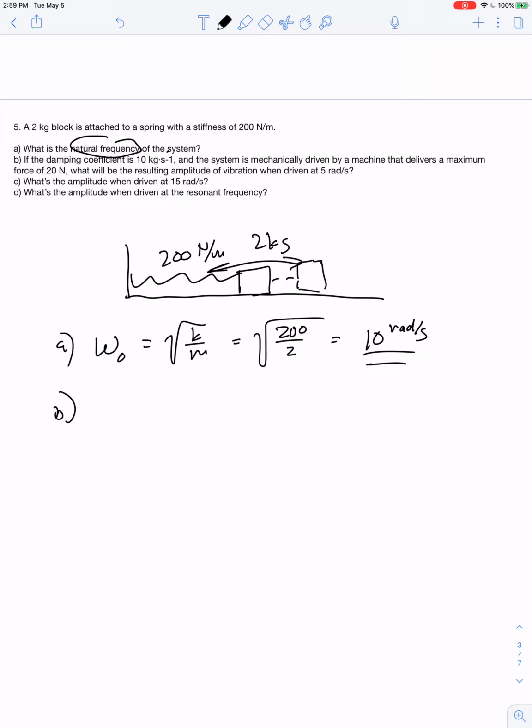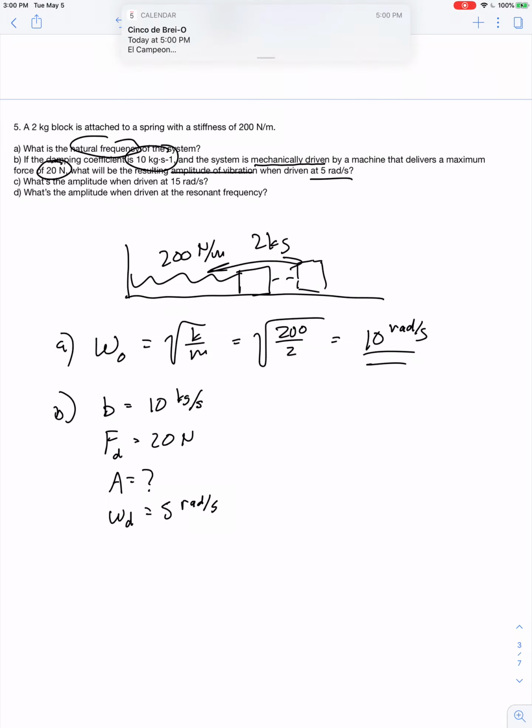Part B: if the damping coefficient is 10 kilograms per second and the system is mechanically driven by a machine that delivers a maximum force of 20 newtons, what's the resulting amplitude of vibration if the driving frequency is 5 radians per second? We just ramped this question up quite a bit. So let's write down some of these quantities. B is 10 kilograms per second. The driving force is equal to 20 newtons maximum. The amplitude of vibration is the question we have to solve for, and the driving frequency is given as 5 radians per second.